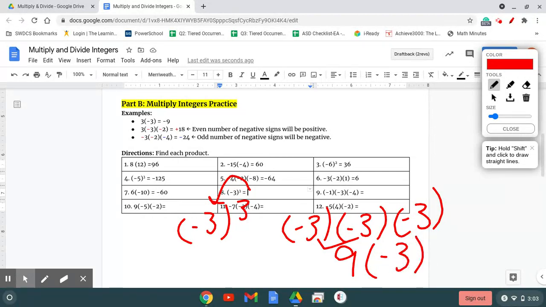Now we have 9 times negative 3. One positive, one negative, so our answer is going to be negative. And then 9 times 3 is 27. So our answer is negative 27.